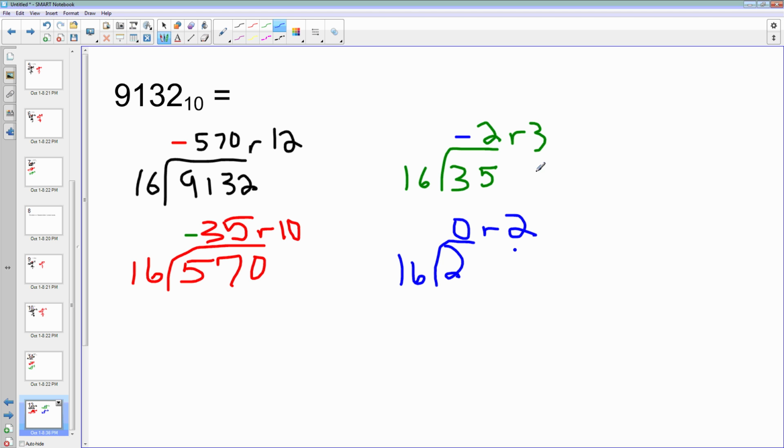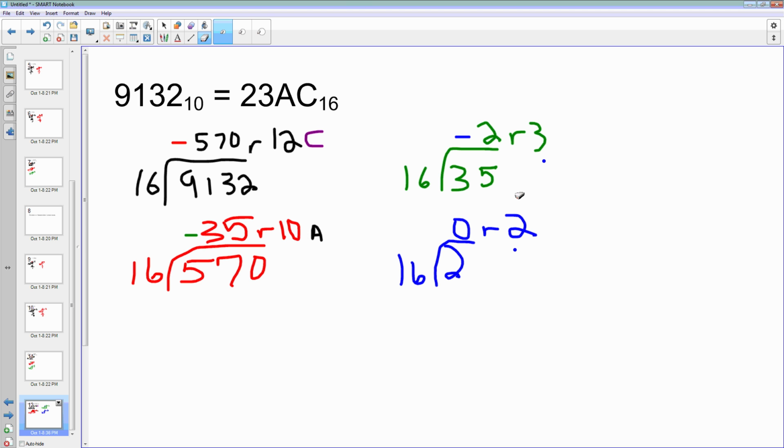So I'm going to do a 2. I'm going to do a 3. Now 10, remember, corresponds with the letter A. Okay? And 12 corresponds with the letter C. Right? Because 10 is A, 11 is B, 12 is C, so forth on down the line. So when I write this number out, I'm going to do 2, 3, A, C in base 16.